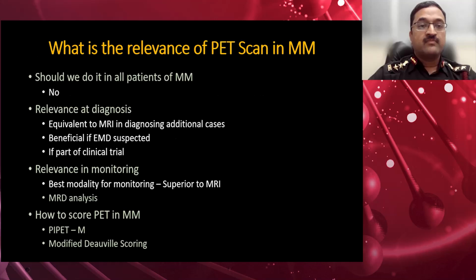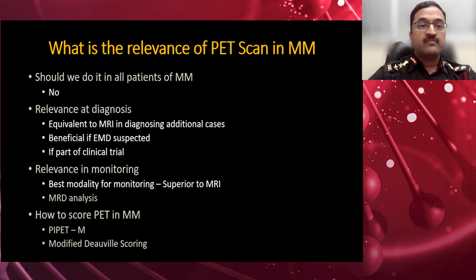In the same way, if a patient has had an MRI done for any purpose and the MRI shows lesions which are more than 5 millimeters in size, then again you don't require a PET scan. When comparing PET versus MRI, the MRI is beneficial at diagnosis and PET is more beneficial in monitoring. PET also helps in MRD analysis as a supplement or complementary test to flow cytometry. So PET has a role as far as monitoring is concerned.